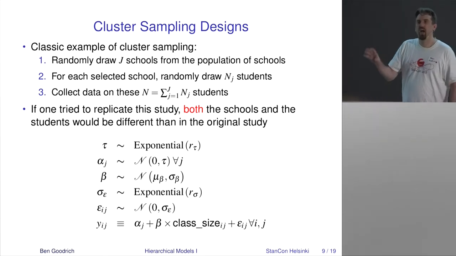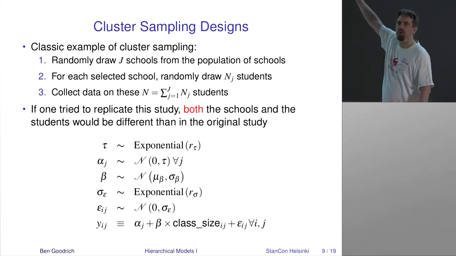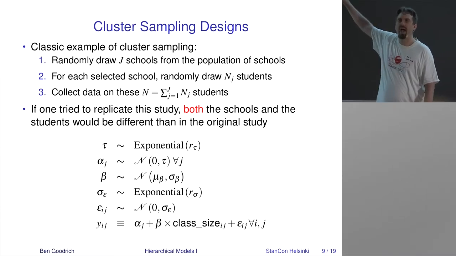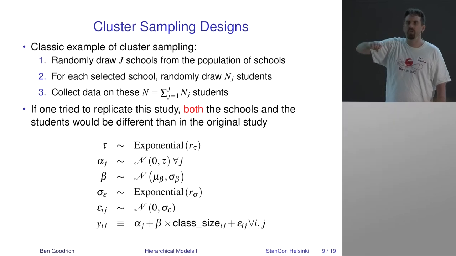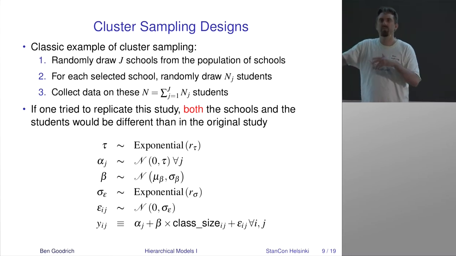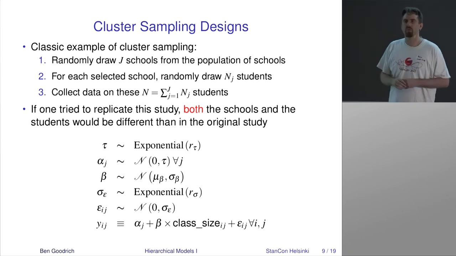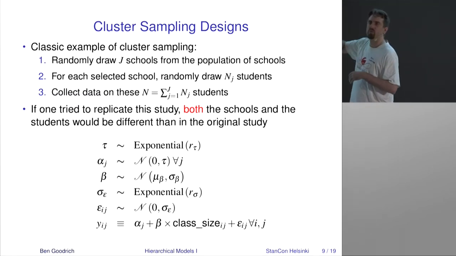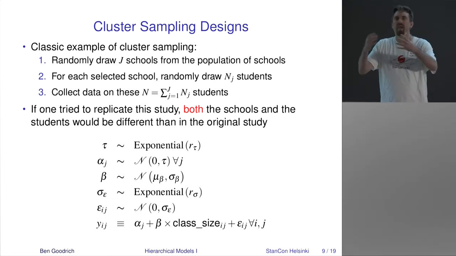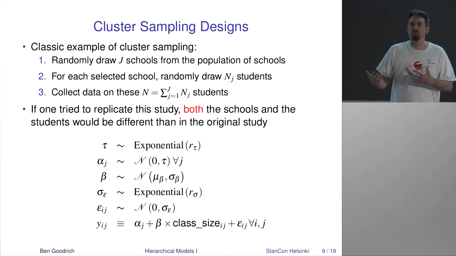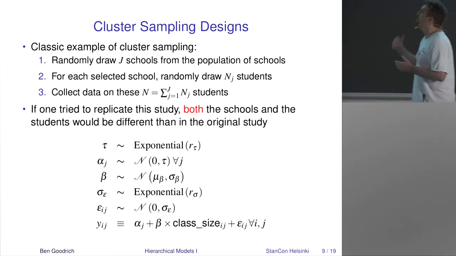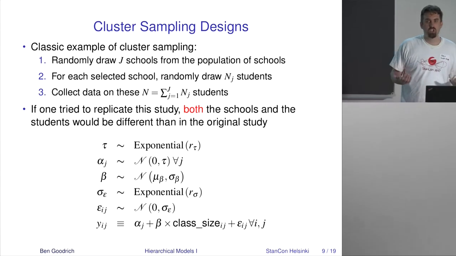A very different type of research design might be to first select the schools, then select students, give them some tests, and then next year go back to the same schools, get new students, give them tests. So the schools would remain the same, but the students would differ every year as more students graduate. But what we're talking about now is when, if you try to replicate this study, both the schools that you take students from and the students from within those schools are going to be random. So both the schools and the students would change.